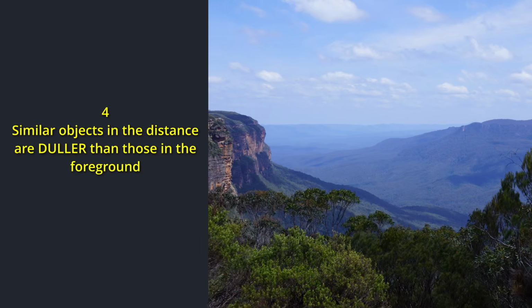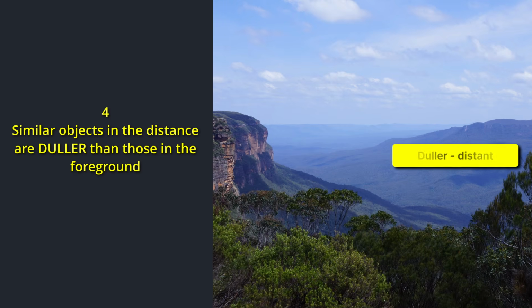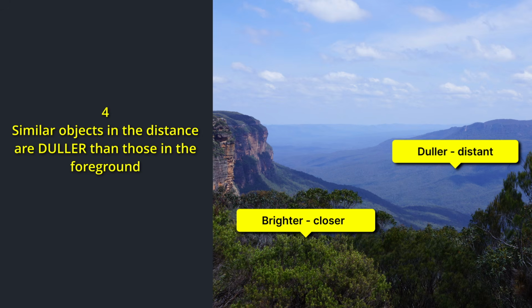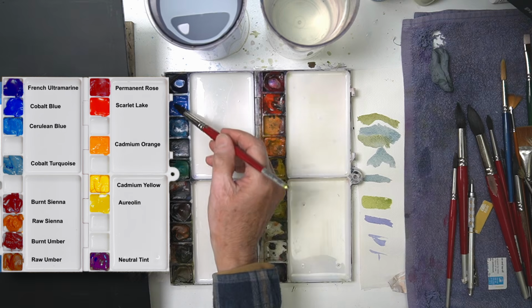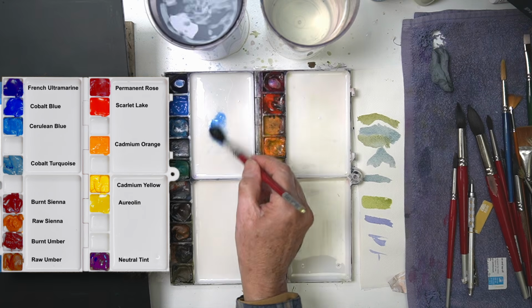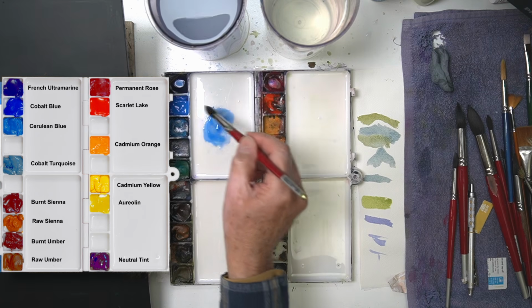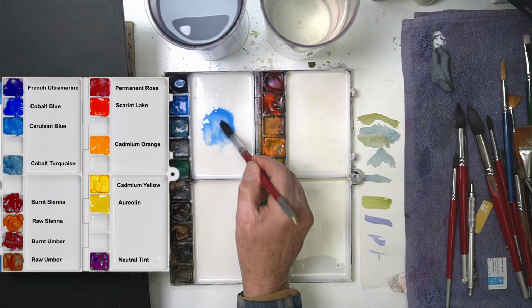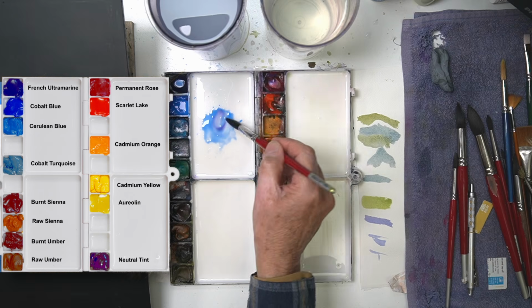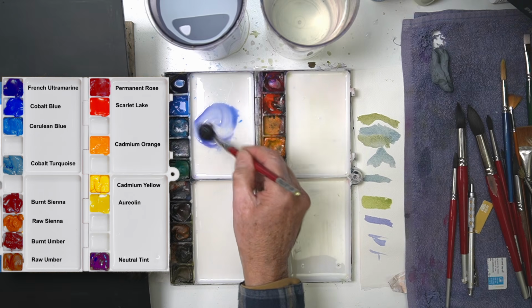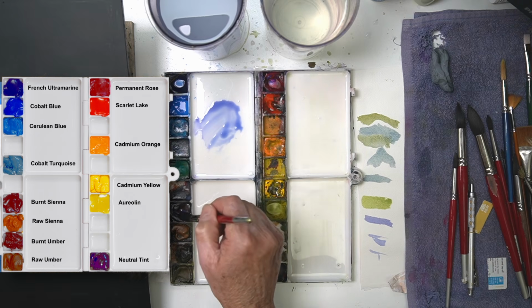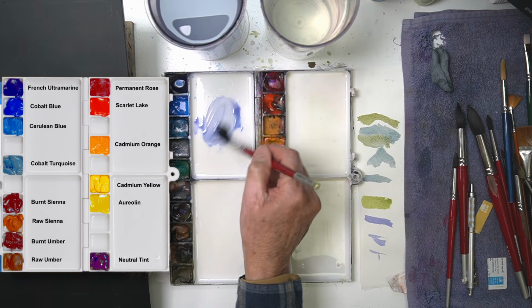Another effect of atmosphere, which you can use to add depth to your painting, is that as similar objects move into the distance, their colours will be duller. So let me give you an example of how this works. I'll start with a little bit of cobalt blue and I'll dull it with some permanent rose, a little bit of burnt sienna.